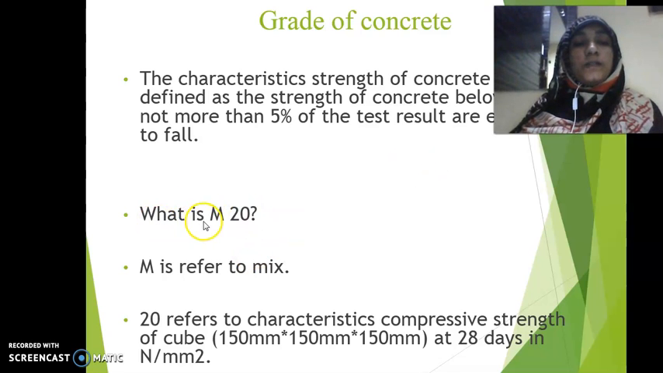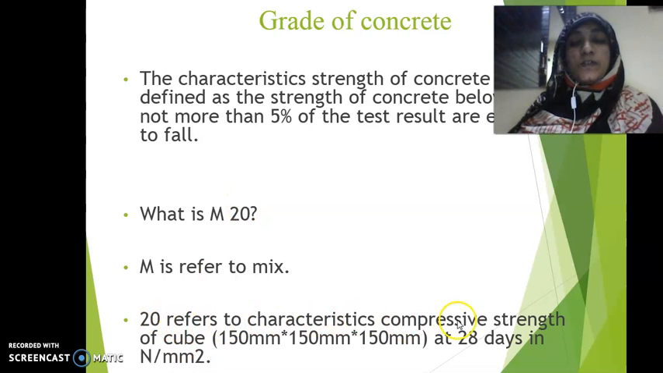What is M20? Instead of M20, we can also take M25, M30, M35, etc., but I have just taken the example of M20. What is M20? M refers to mix and 20 refers to the characteristic compressive strength of concrete cast in a cube of 150 mm by 150 mm by 150 mm after 28 days, which is measured in Newton per mm square.